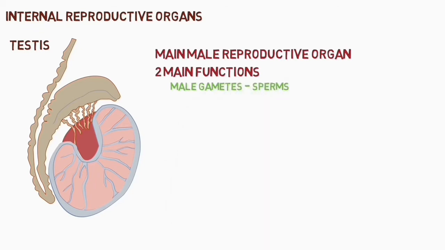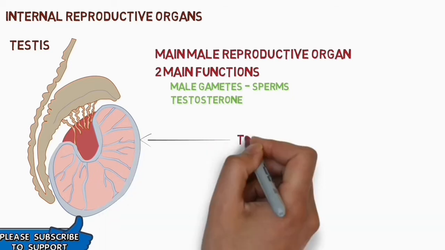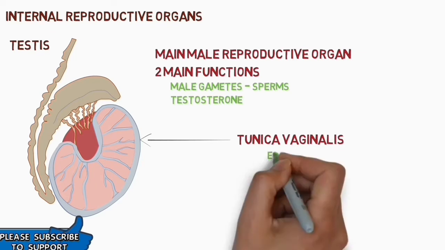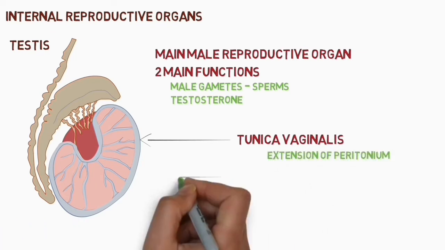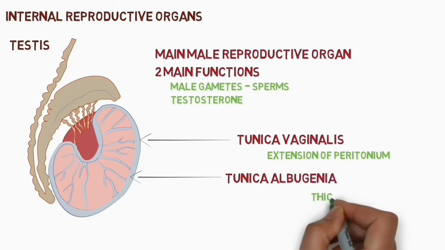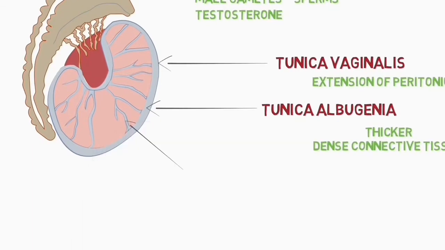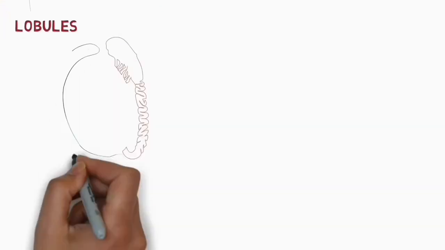the testosterone. The testes has the tunica vaginalis, the extension of peritoneum, and the external covering is tunica albuginea, that is thicker and has a dense tissue. The tunica albuginea sends the fibrous septae, which divides the testes into numerous lobules. These lobules contain the seminiferous tubules that are highly coiled tube-like structures.